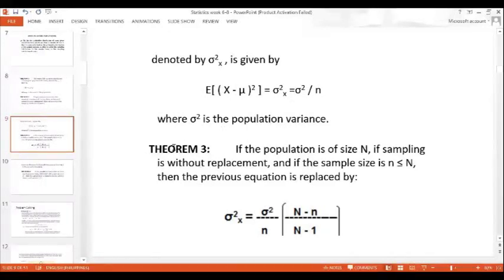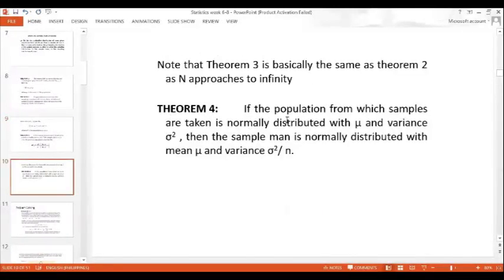And then for the theorem 3 naman is without replacement naman siya. Kapag without replacement, ito yung way kung paano tayo kumuha ng population variance natin. We have the sigma squared over n times yung lot size natin minus ng sample size over the lot size minus the sample size. And also, diniscuss din natin yung theorem 4 natin, which is yung if we have the population from which the samples are taken is normally distributed with given na mean, at saka may given tayo na variance natin given siya sa normal distribution.